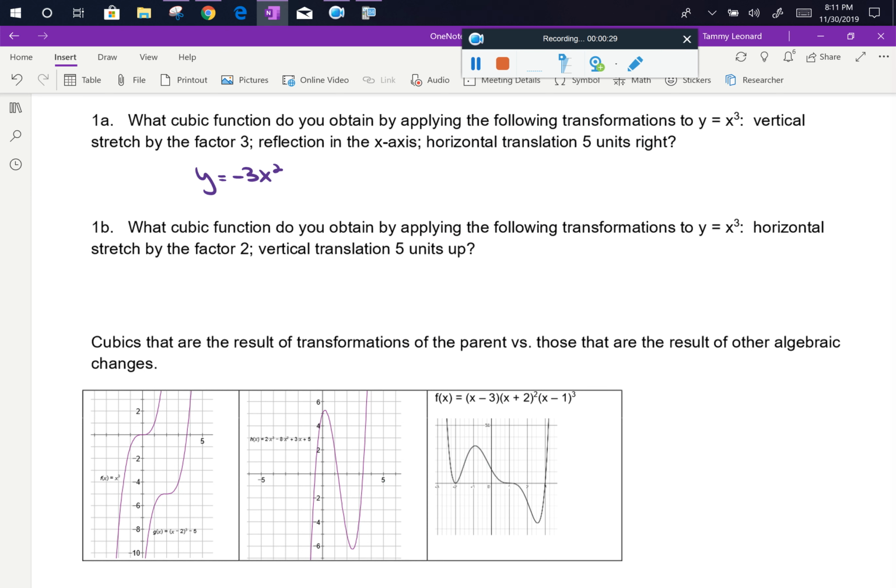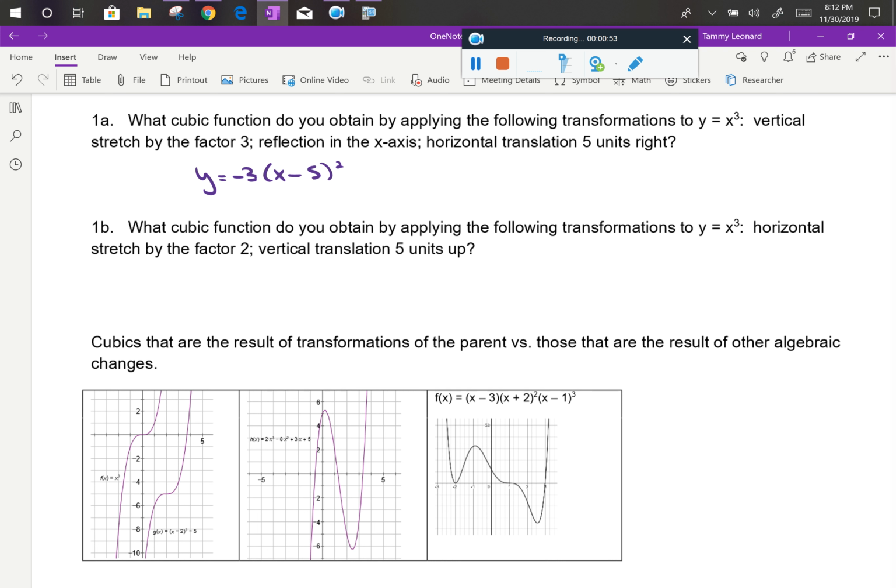A horizontal translation 5 units to the right means we need to apply that transformation before we cube. And since it's horizontal, it's going to go with the opposite sign from what we would expect. And that's the polynomial. What cubic function do you obtain by applying the following transformations to y equals x cubed?